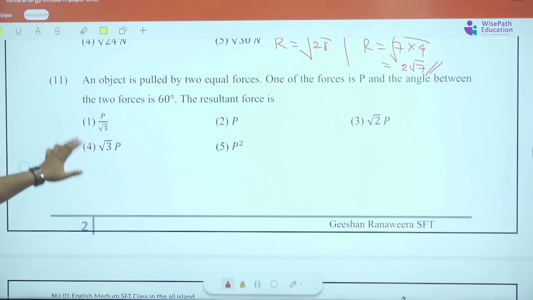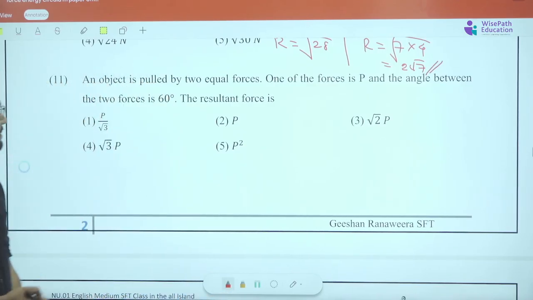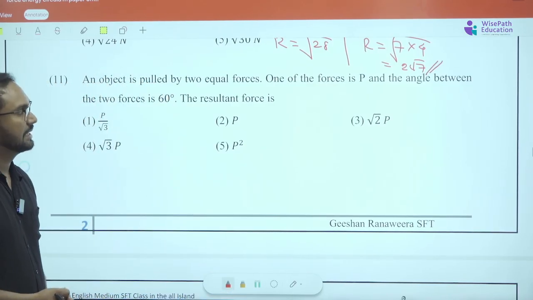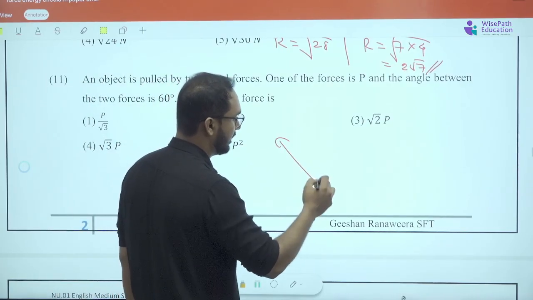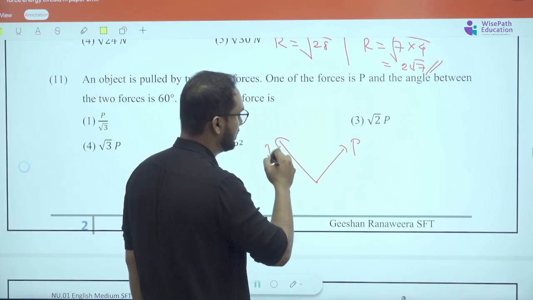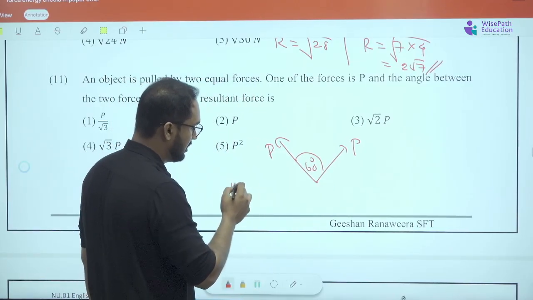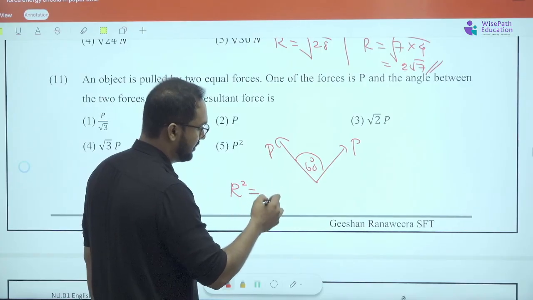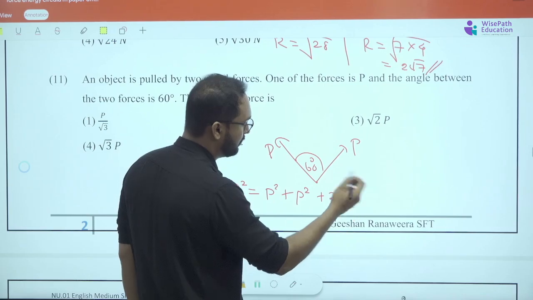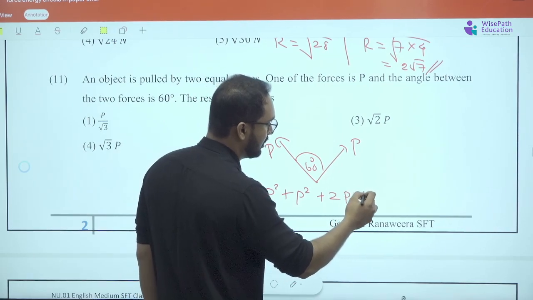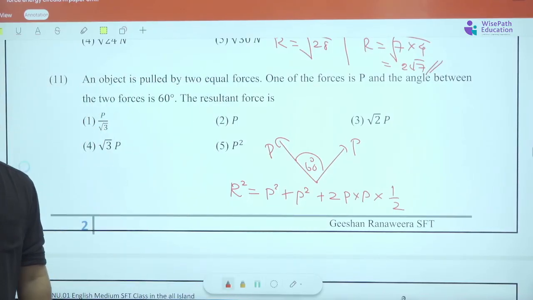11th question. An object is pulled by two equal forces. One of the forces is P and the angle between the two forces is 60. The resultant. So both of the forces are P and the angle between them is 60. They are asking for the resultant, so it is the same equation. R square equals P square plus Q square, which is again P square, plus 2PQ, both P, cos 60. Cos 60 is half, right? It's the same equation.